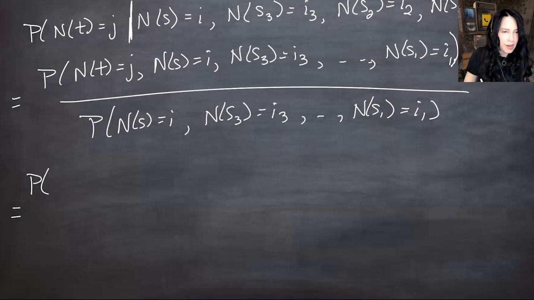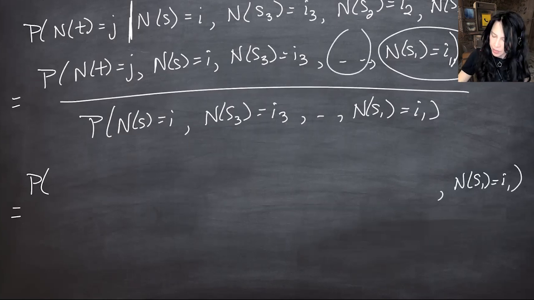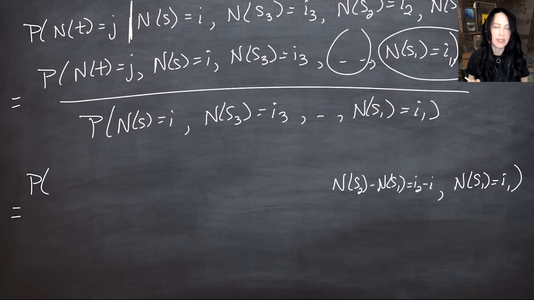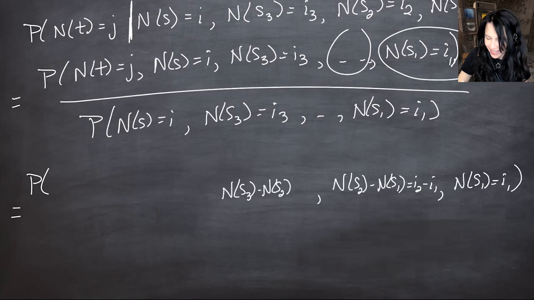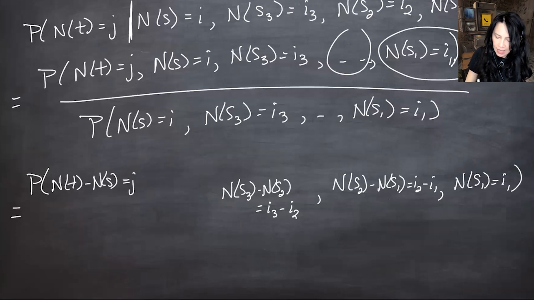I am going to write the top probability. I'm going to start from the right-hand side and put N of S1 equals I1. But then the N of S2 equals I2, I'm going to replace with N of S2 minus N of S1 equals I2 minus I1. And I'll get N of S3 minus N of S2. I don't get any better at managing space. I'm going to start at the beginning here. N of t minus N of s equals j minus I.